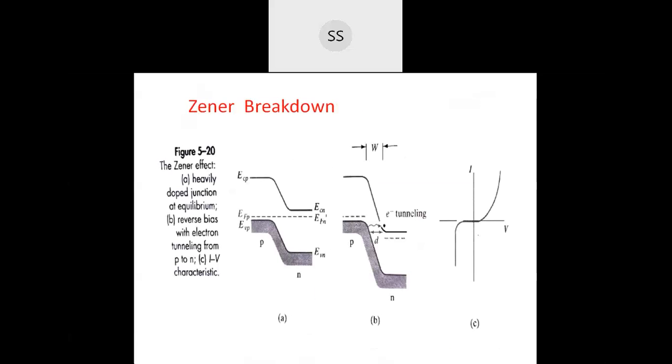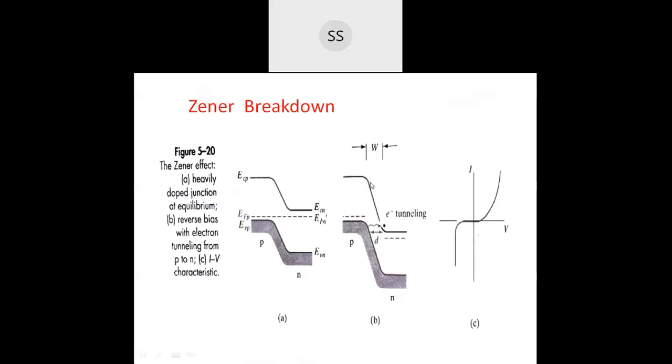Now due to these characteristics, come to this. The same picture is taken here: EFP, EFN, ECP, ECN, and then EVP and EVN. This represents the band levels in the equilibrium conditions. Now in part B of this picture, here it is reverse bias with electron tunneling. This represents exactly the reverse bias with electron tunneling from p region to n region, because in the p region minority carriers are electrons.